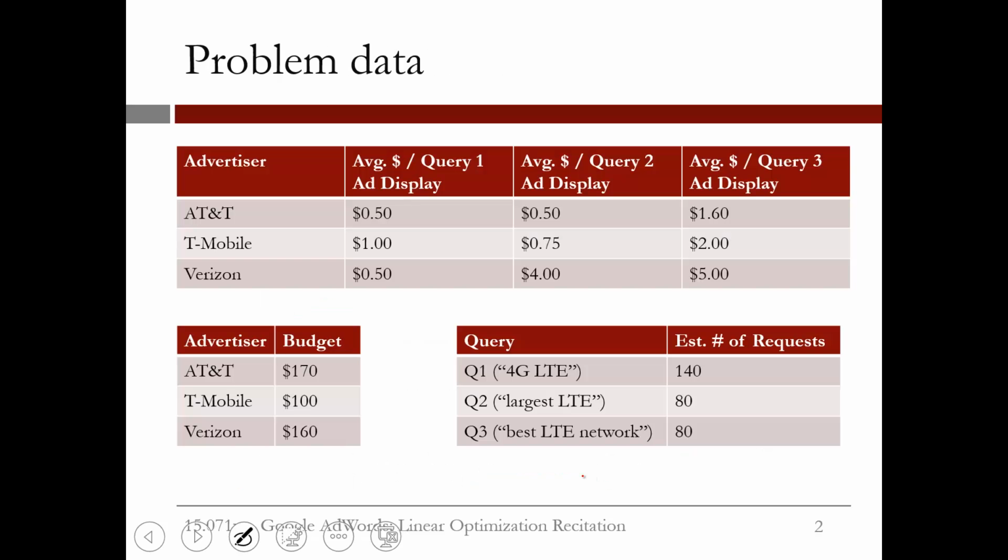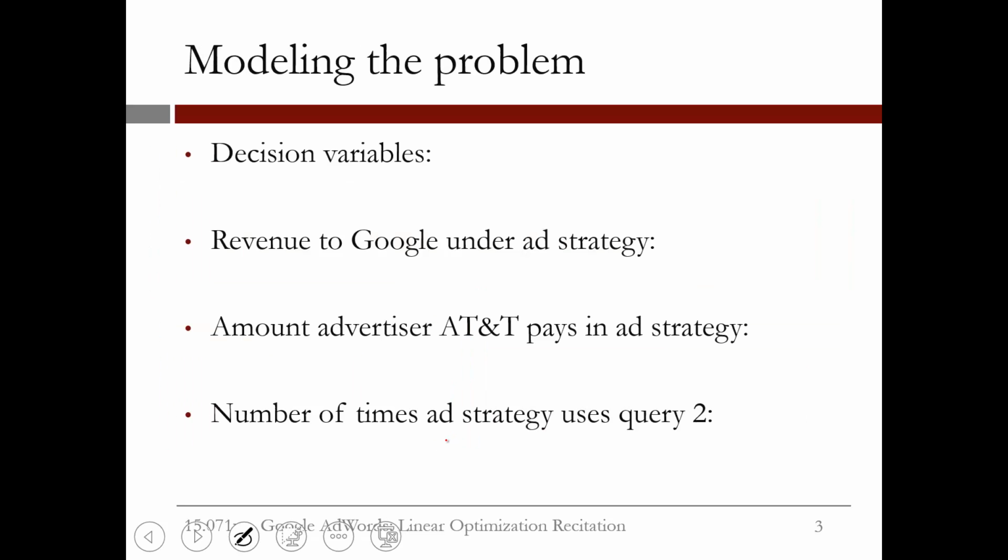Let's quickly review our problem data. We have the average price per display for each advertiser in each query. We have the budget of each advertiser, and we have estimates of the number of requests for each query. So let's now think about how to model all of the pieces of our problem. First, how should we define our decision variables? Well, we should define them for each advertiser in each query.